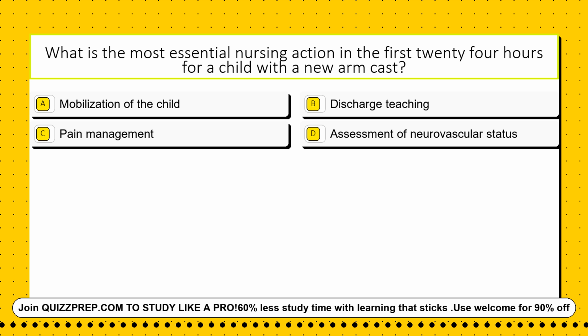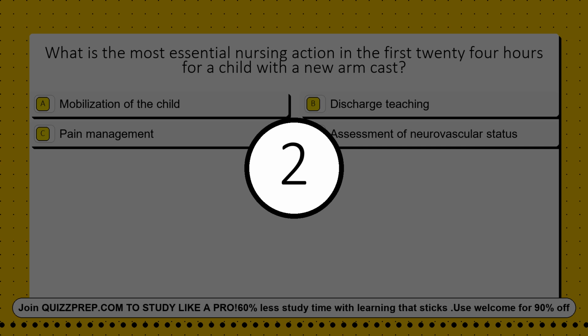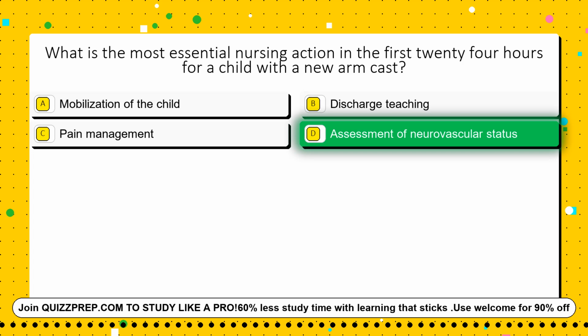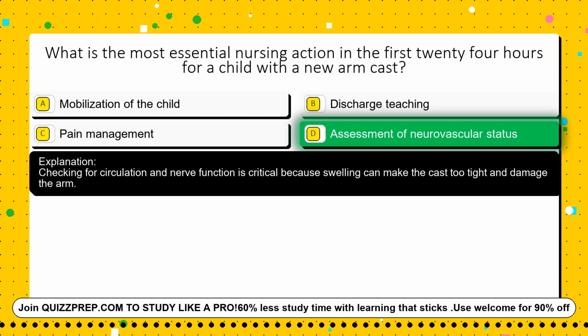Question 121. What is the most essential nursing action in the first 24 hours for a child with a new arm cast? Option A, mobilization of the child. Option B, discharge teaching. Option C, pain management. Option D, assessment of neurovascular status. The correct answer is option D, assessment of neurovascular status. Checking for circulation and nerve function is critical because swelling can make the cast too tight and damage the arm.